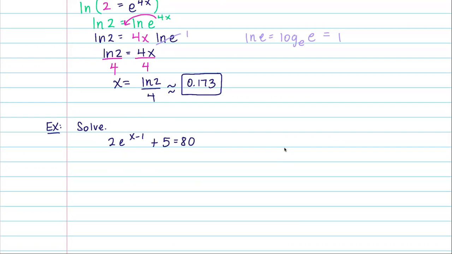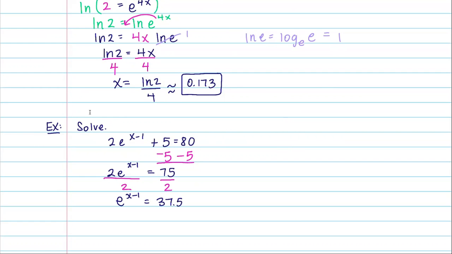And remember, before we use any kind of properties of log, before we do anything with this exponent, we need to isolate it. So we have to get rid of that 5 and the 2. We're going to subtract 5 from both sides, and we get 2e to the x minus 1 equals 75. And now I'll divide both sides by 2. And then 75 divided by 2 is 37.5.